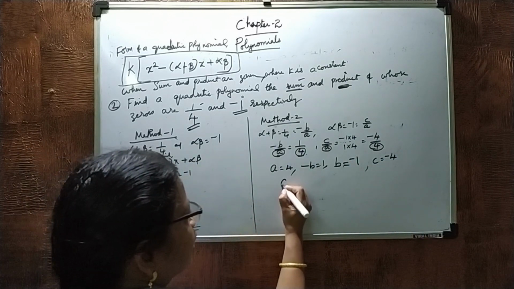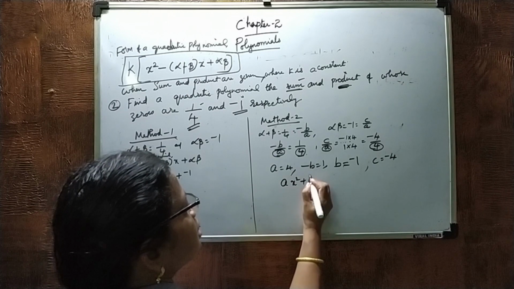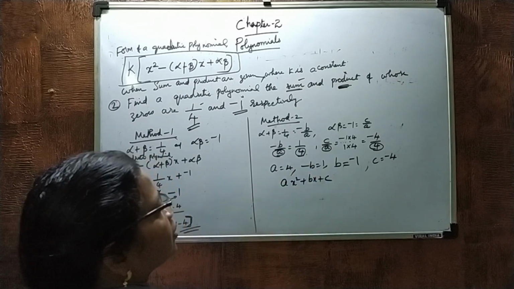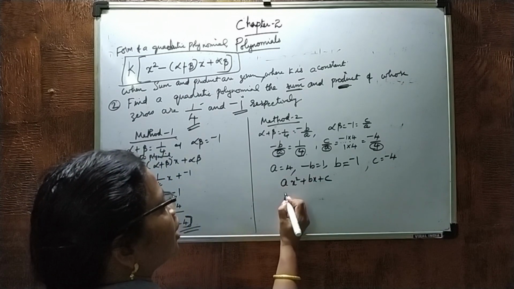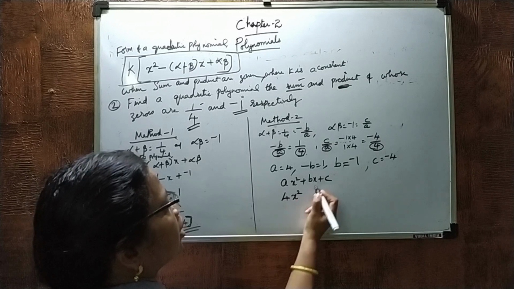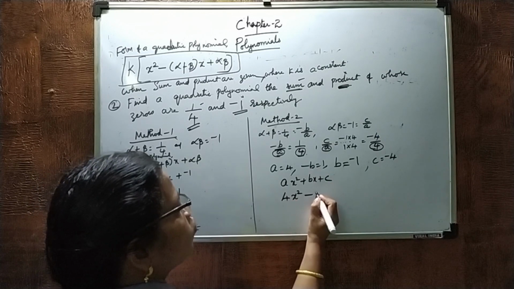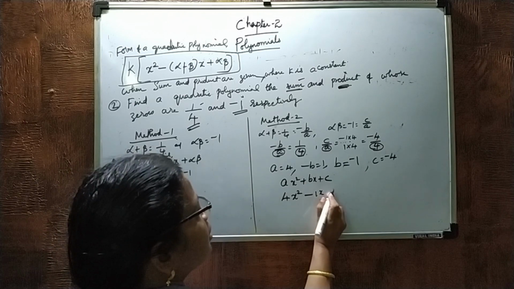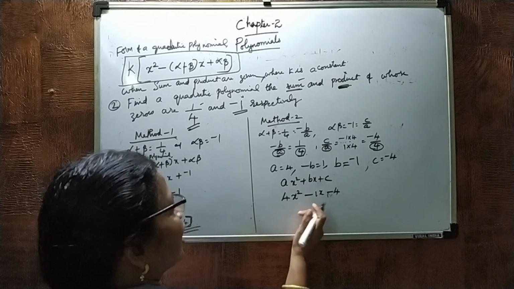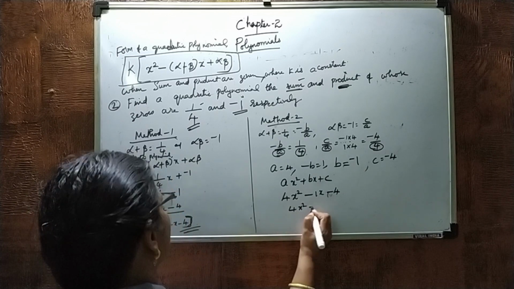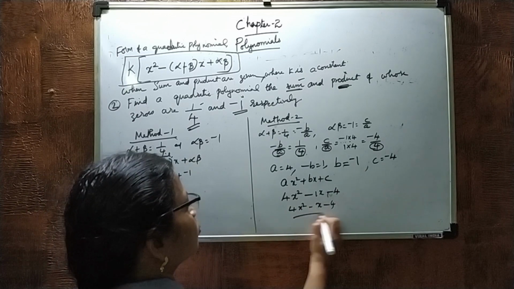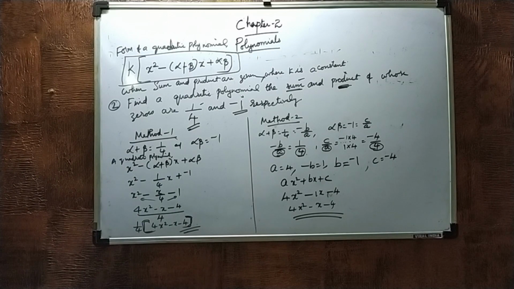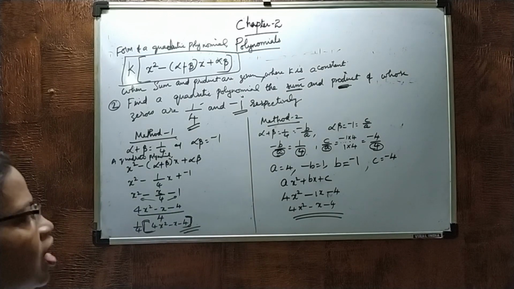Now apply the format ax square plus bx plus c. Instead of a you write 4x square, b is negative 1, so minus x, and c is negative 4, so minus 4. That means 4x square minus x minus 4. You get the same thing, so both answers are the same. So how did you do it?